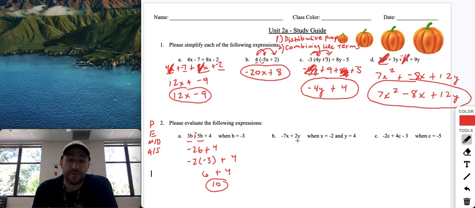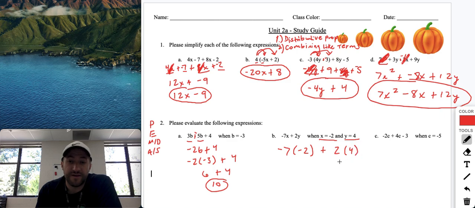Negative 7x plus 2y. X is negative 2, y is 4, so I'm going to go and substitute those numbers in every time I see their variable. So negative 7, x is negative 2, I'll go substitute x for negative 2. Plus 2, y is 4, I'll go substitute a 4 for y. And now I'll go and do the order of operations. I'm not going to go and add first because that comes later. Look, I got to go and take care of it in this order. So I'm going to do multiplication first.